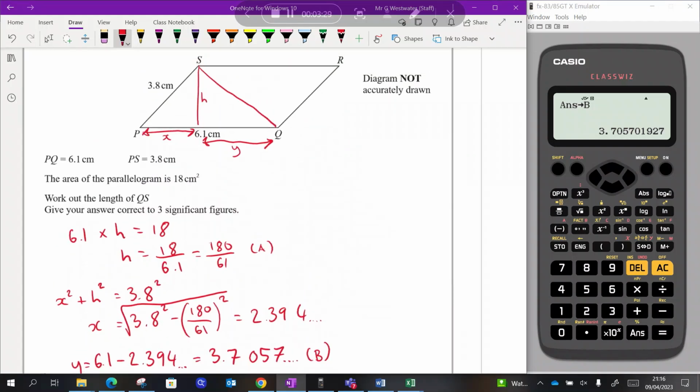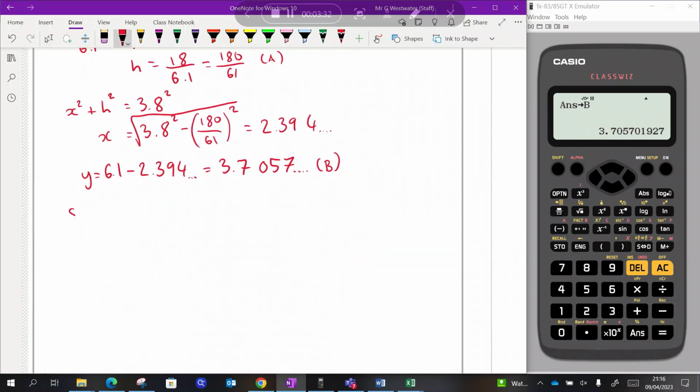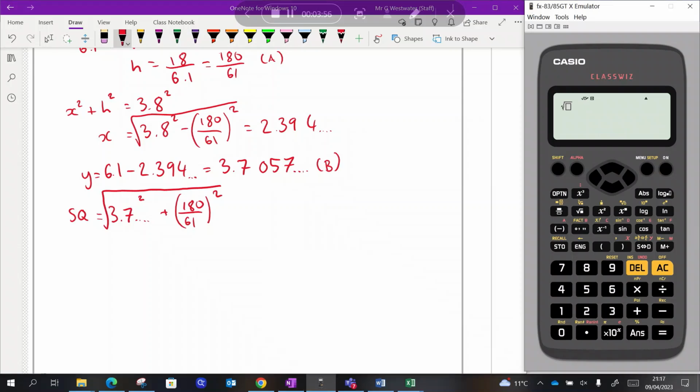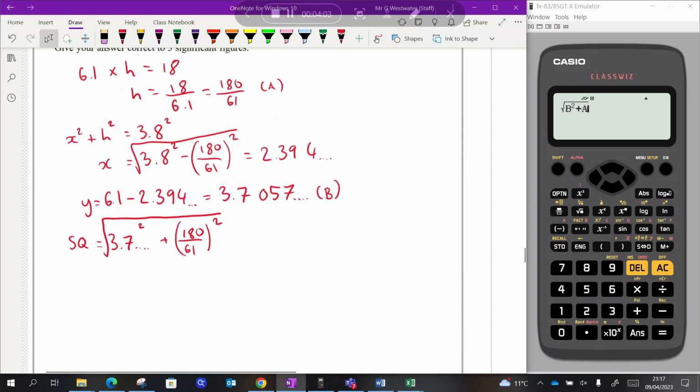We've got a here, b here, so to work out SQ, SQ squared is going to equal 3.7 dot dot dot dot squared plus our 180 over 61 squared. So SQ will be the square root of these two things. So the square root of b squared plus a squared, I think. Did I store that under a? Yes, I did.